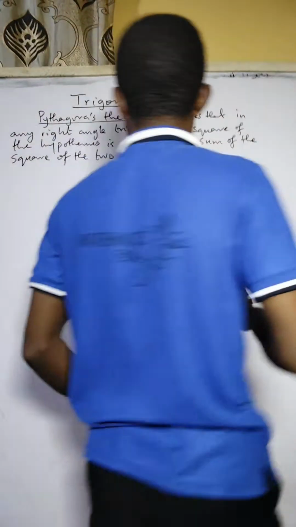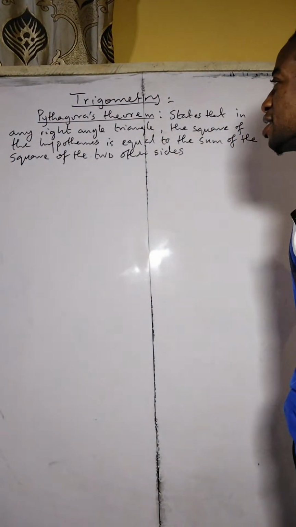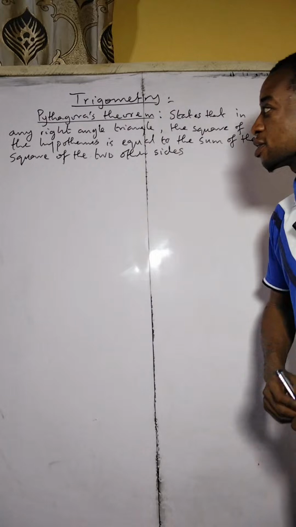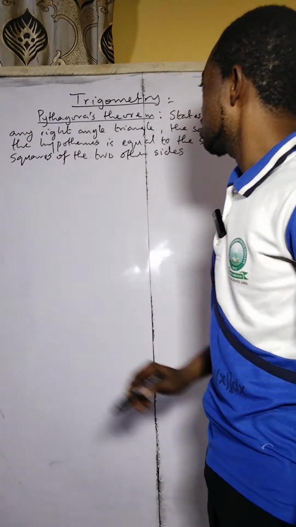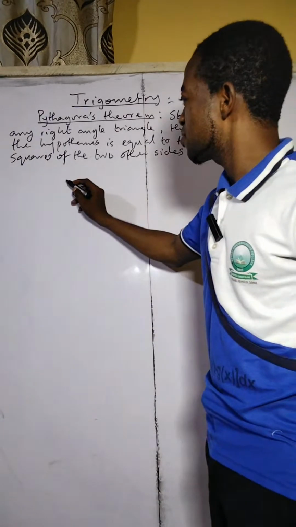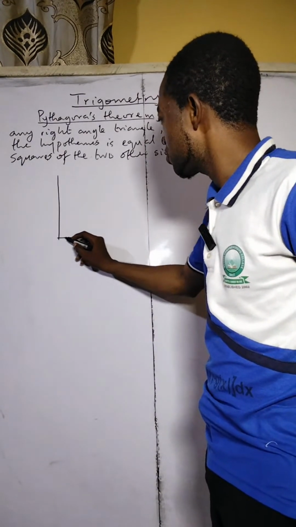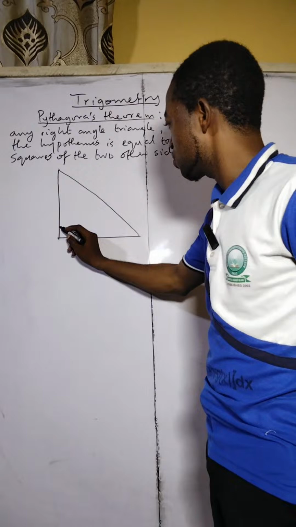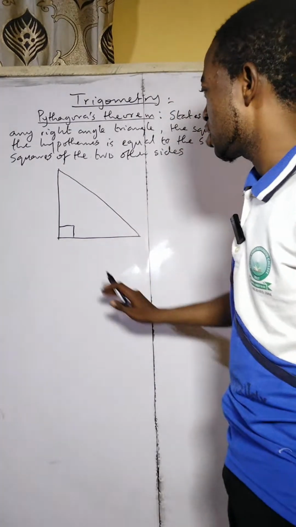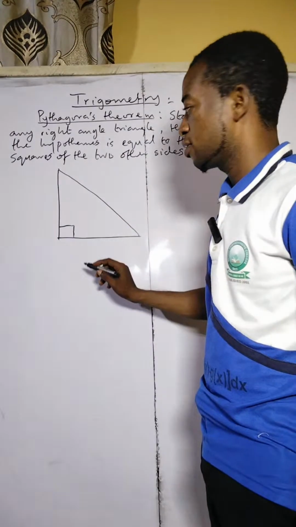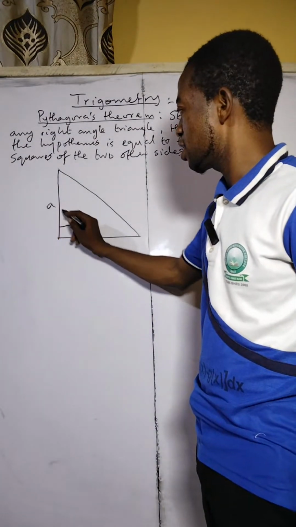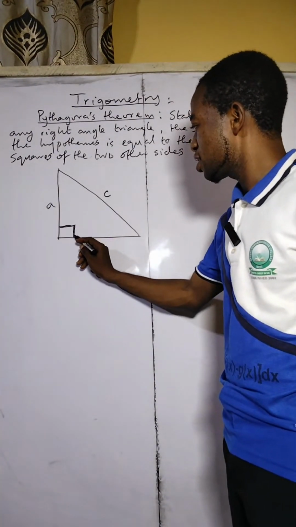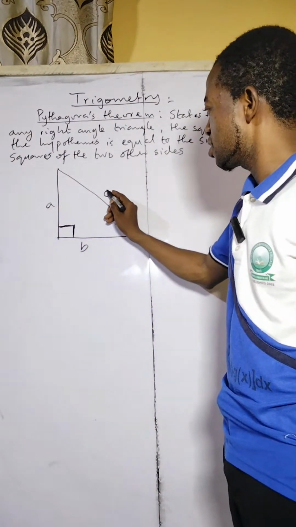So we have the Pythagoras theorem, and it states that in any right angle triangle, the square of the hypotenuse is equal to the sum of the squares of the two other sides. Now, let's demonstrate this in a diagram. We have the right angle triangle. What makes this triangle right angle is the 90 degree angle here. Then let's label this as A, B, and C. The side facing this 90 degrees, which is C here, is the hypotenuse.